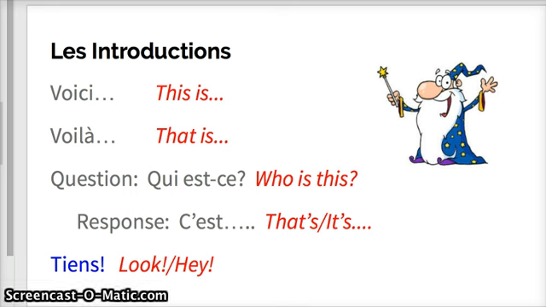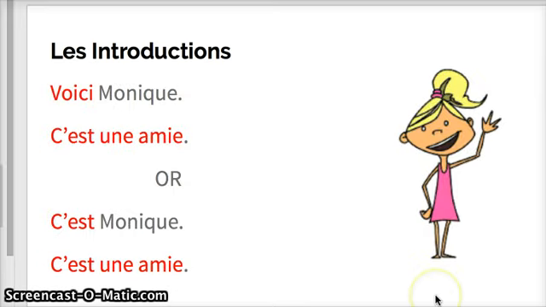Tiens is how you say look or hey. So imagine you're walking down the street with your friend and you can say, tiens, regarde, look over there. I see Mark. So how are you going to introduce people? Here is an example. This is my little friend. I say voici Monique. This is Monique. C'est une amie. That's a friend, or it's a friend. Or c'est Monique. C'est une amie. So you could use voici Monique or c'est Monique. Either one will work either way. So that's just an example. So you're gonna have two sentences when you're introducing people. Voici Monique. C'est une amie. C'est Monique. C'est une amie.